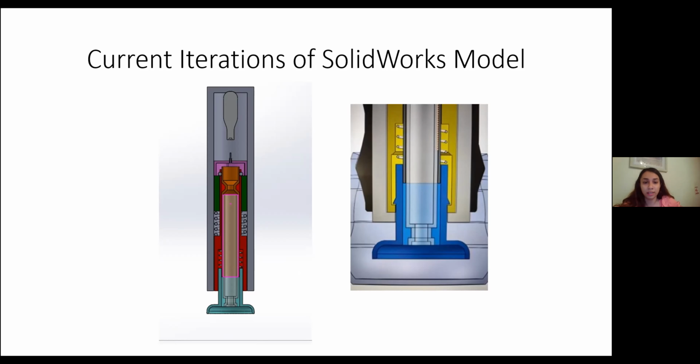So here is one iteration that has these ends of the model kind of free, and on the right you can see we've closed off those ends, and we're toying with both ideas right now, seeing which one is best for the actual design of the device. And now I'm going to go into explaining a little bit how the actual mechanism works.